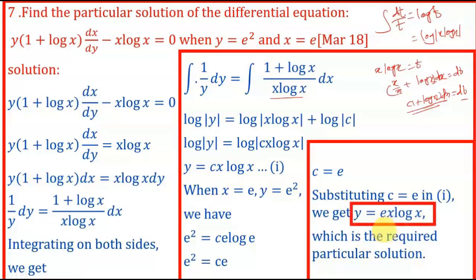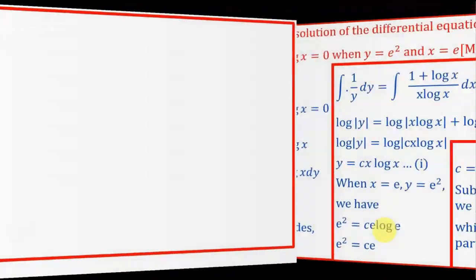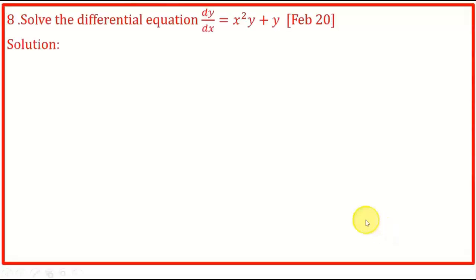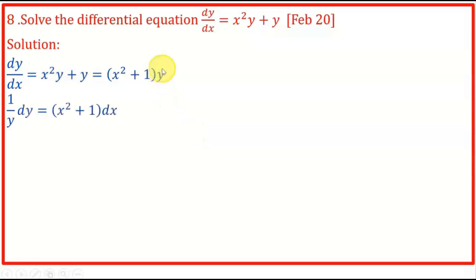Okay. Now next example. Solve the differential equation dy/dx equals x squared y plus y. This question was asked in February 2020. Now again, dy/dx equals x squared y plus y. Take y as common. Again apply the variable separable form. Shift this y to the left hand side, then it will become 1/y dy. Next shift this dx to the right hand side, then you will have (x squared + 1) dx.